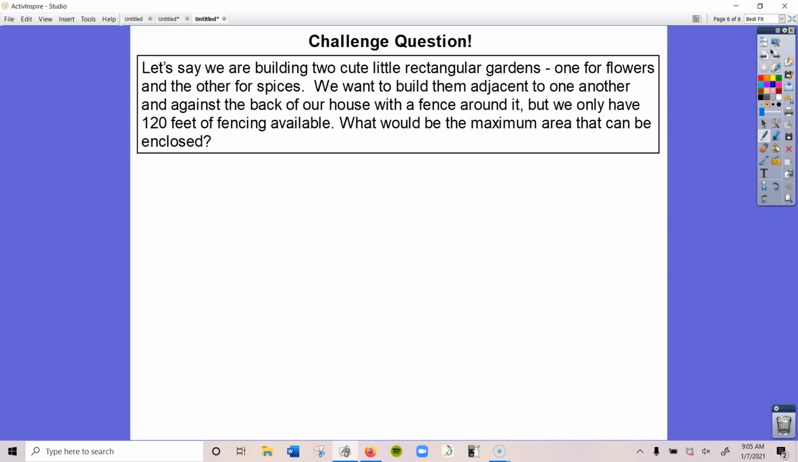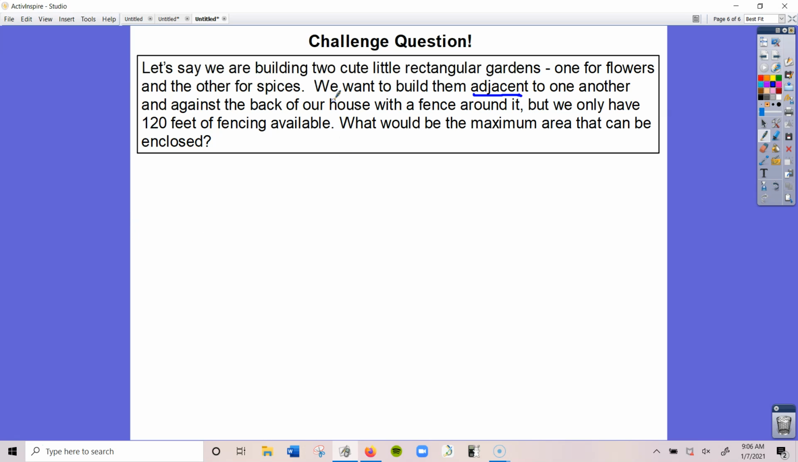Let's say we are building two cute little rectangular gardens, one for flowers and the other for spices. We want to build them adjacent to one another. Adjacent means next to each other, and against the back of our house, with a fence around it. But we only have 120 feet of fencing available. What would be the maximum area that can be enclosed?